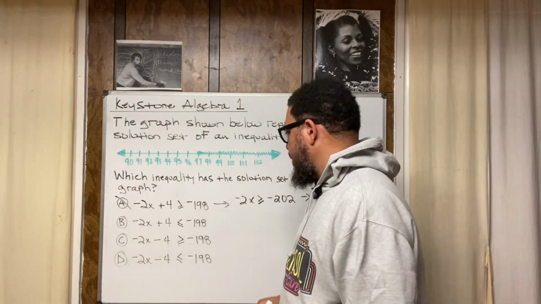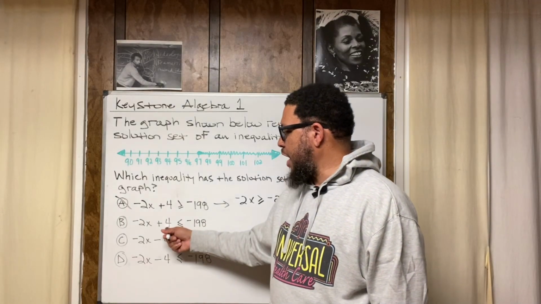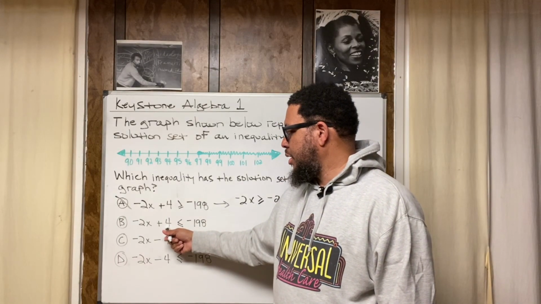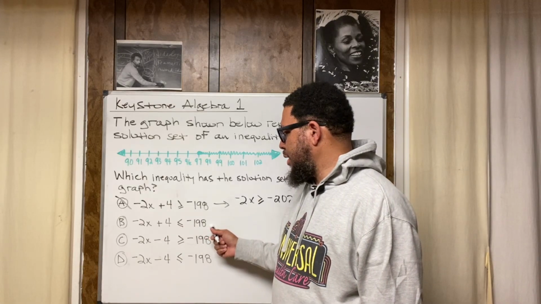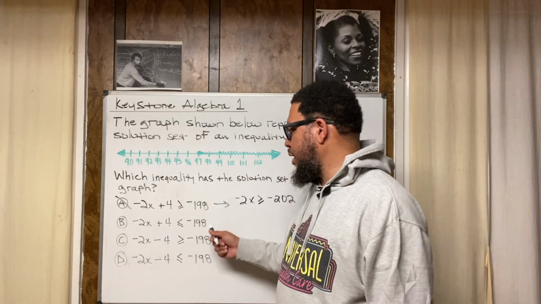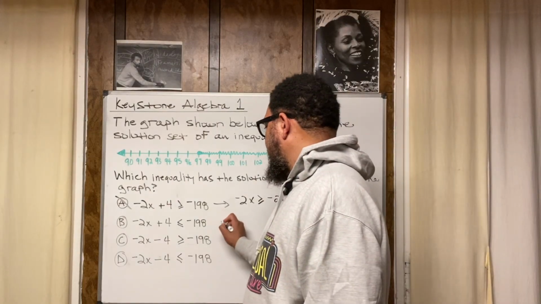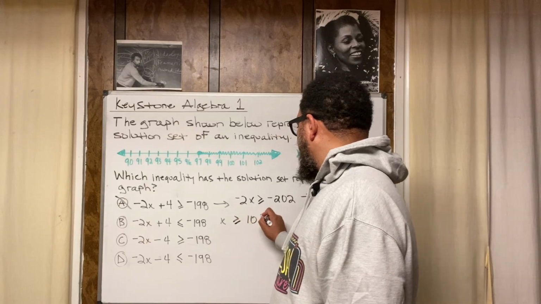Now, what I'm going to do is this. I'm going to look at these and just go through the steps. If you subtract 4, you're going to get negative 202 again. Then you divide by negative 2, you're going to get positive 101. So you're going to end up with x is greater than or equal to 101.